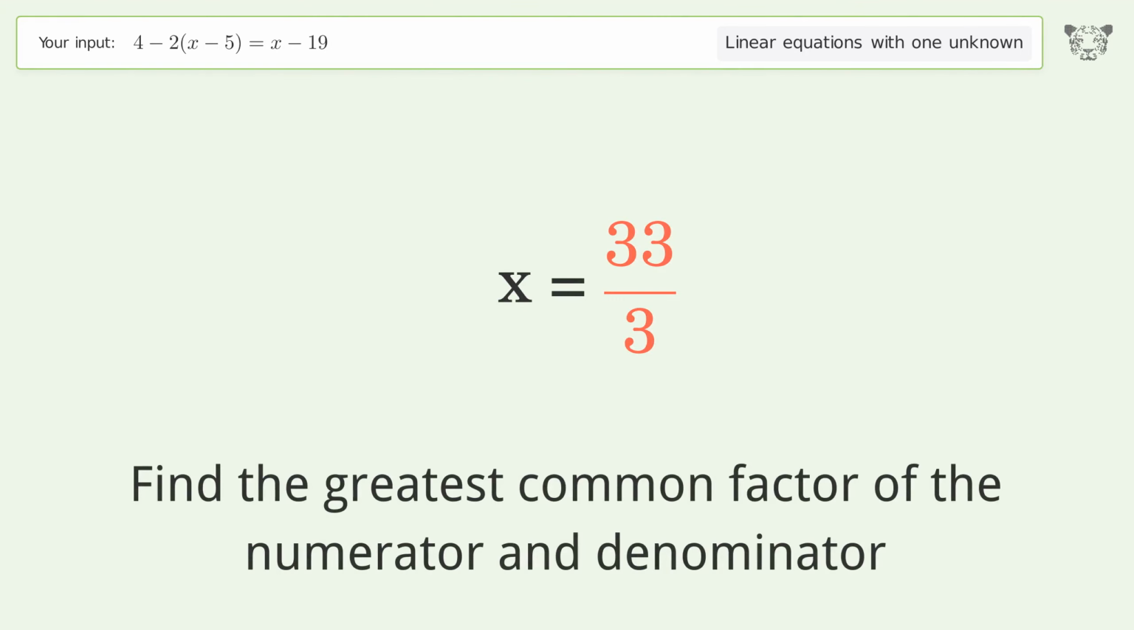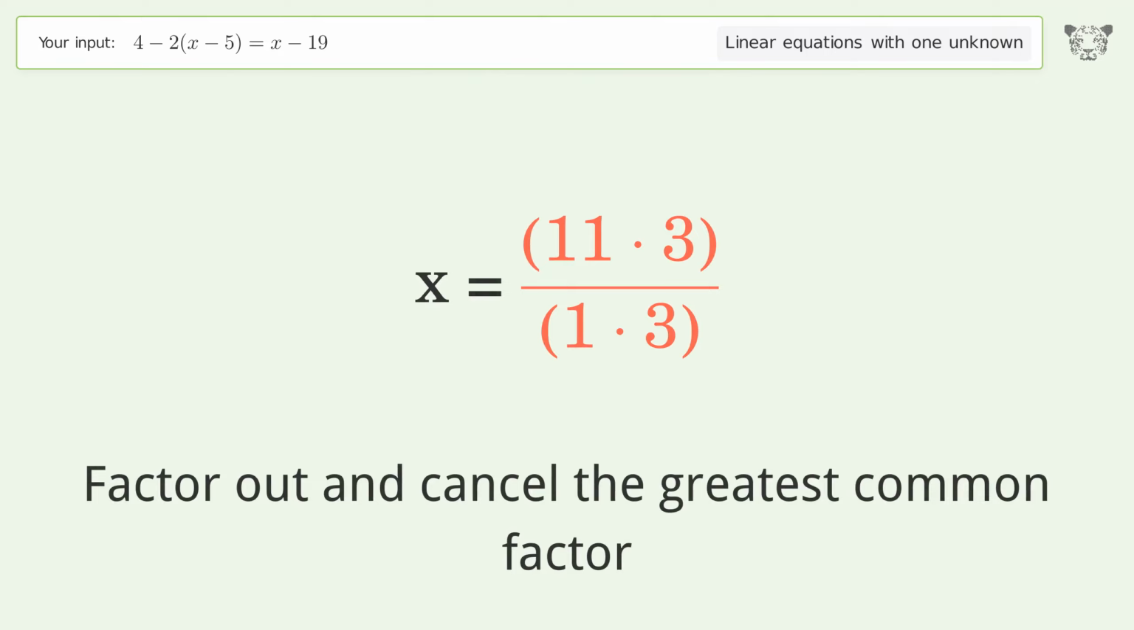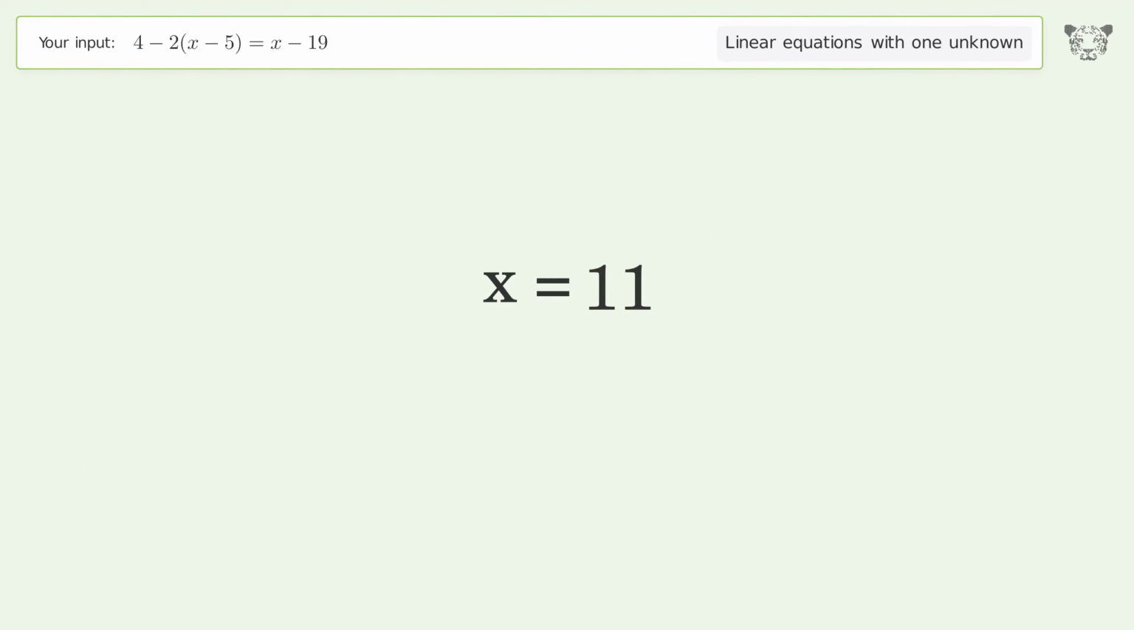Find the greatest common factor of the numerator and denominator. Factor out and cancel the greatest common factor. And so the final result is x equals 11.